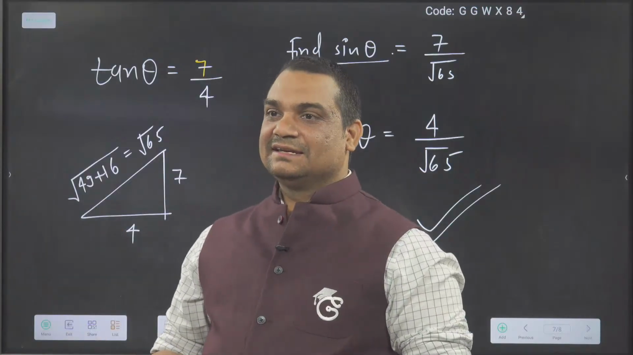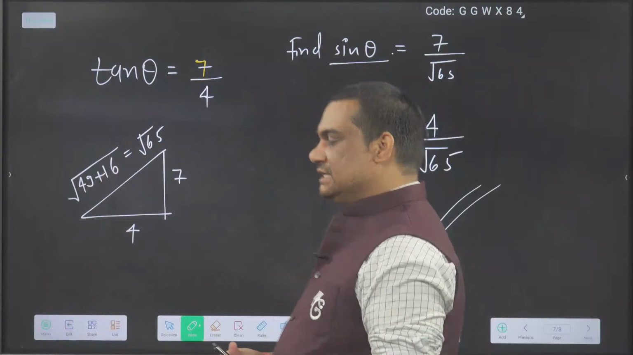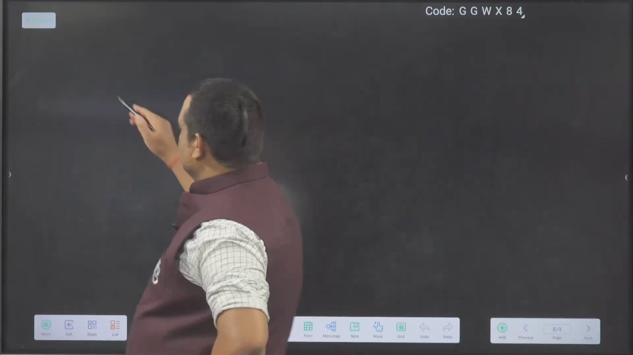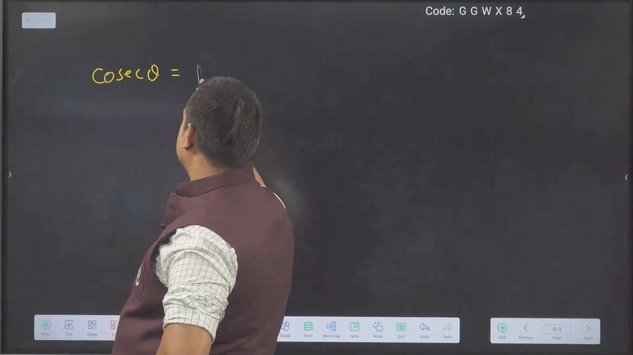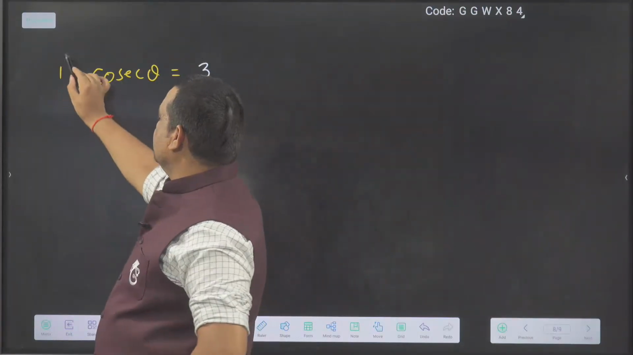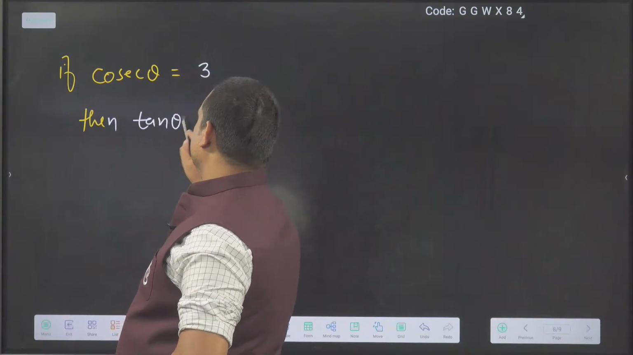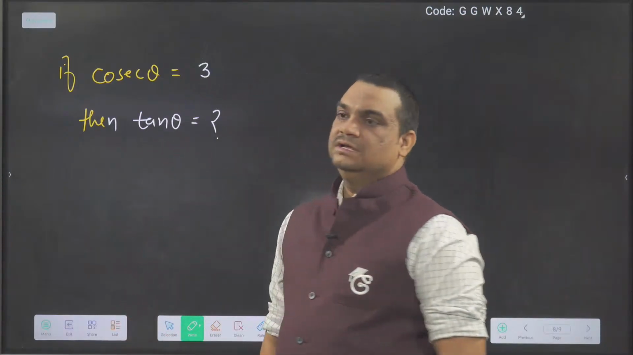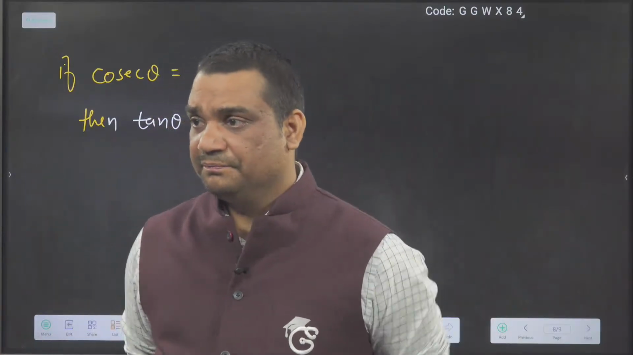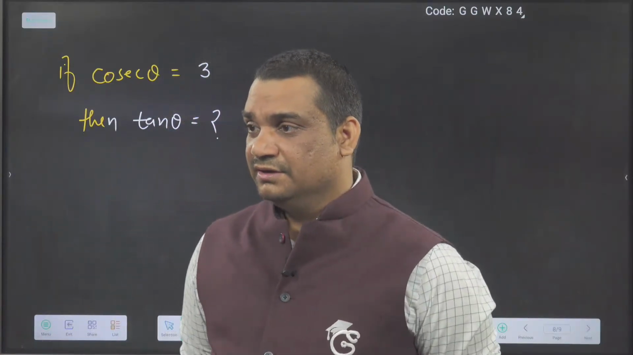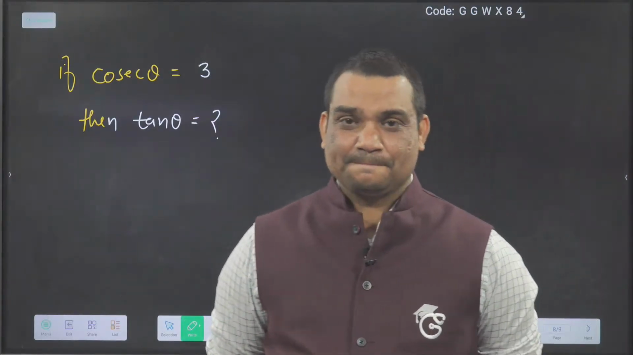So we got here tan theta is 7/4, so we got the sine theta and this. Now quickly let me give one more relation here: cosec theta equal to 3. If cosec theta equals 3, then what is tan theta? They have given cosec theta, they are asking tan theta. Tell me this answer, then we'll move to the next topic. Quick, say quickly. Tanveer says, I got it, sir. Very good if you got that one.